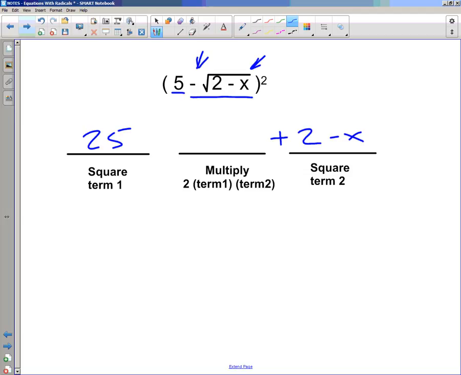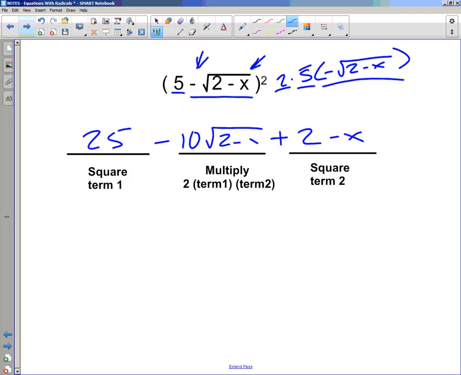For my middle term, I need to multiply my first term times my second term and times 2. So 2 times my first term times my second term, which is going to get me a negative answer, because I got a positive times a negative. 2 times 5 is 10. And we're still going to have a radical 2 minus x in there. Now that's pretty messy, but that is the expression we get if we were to square that binomial. Note that you could combine this 2 and this 25 together to get 27.